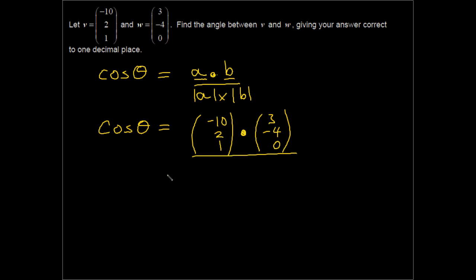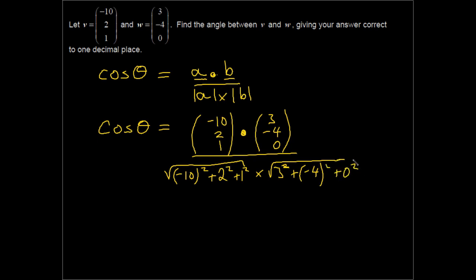divided by the square root of -10 squared plus 2 squared plus 1 squared, multiplied by the square root of 3 squared plus -4 squared plus 0 squared.